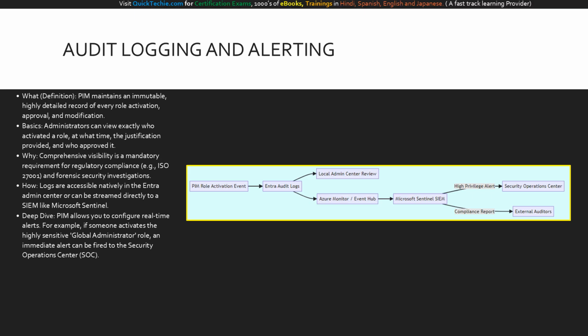Let's follow the data trail in this architecture diagram. Every PIM role activation event immediately writes a permanent record into the Entra audit logs. From there, the data forks. Following the top path, administrators can conduct a local admin center review for day-to-day oversight. However, following the bottom, enterprise path, the logs stream through Azure Monitor into a central SIEM, like Microsoft Sentinel. Sentinel then weaponizes this data. It can trigger a high-privilege alert directly to the Security Operations Center in real time, while simultaneously compiling perfectly structured compliance reports to satisfy your external auditors.